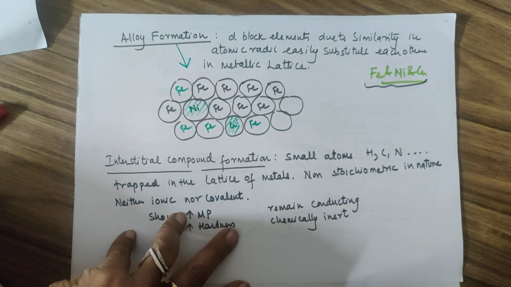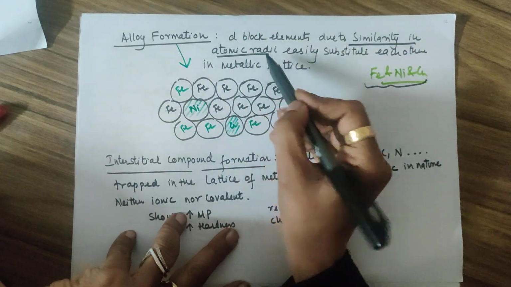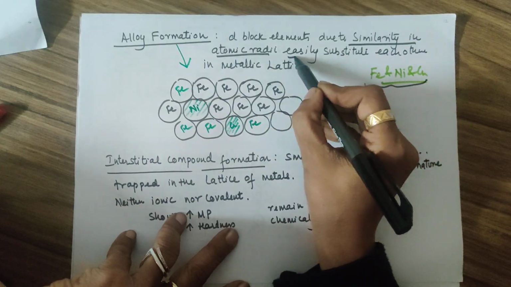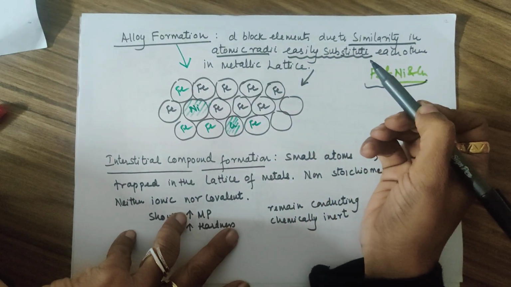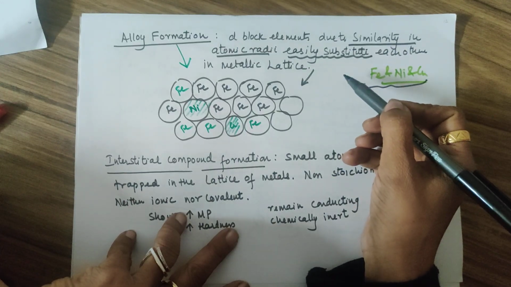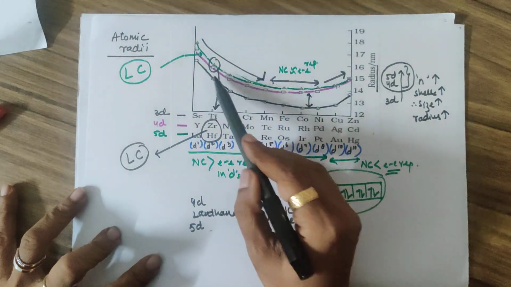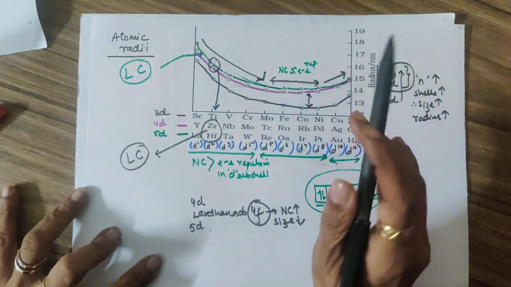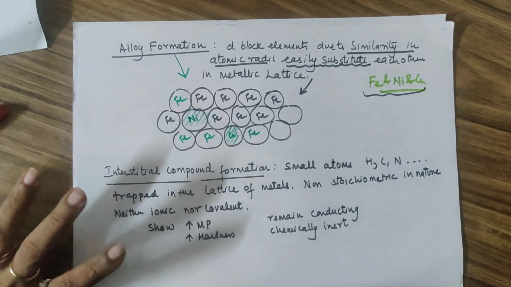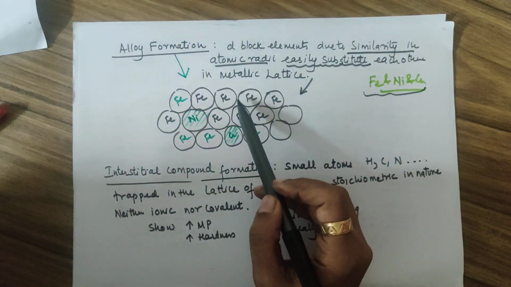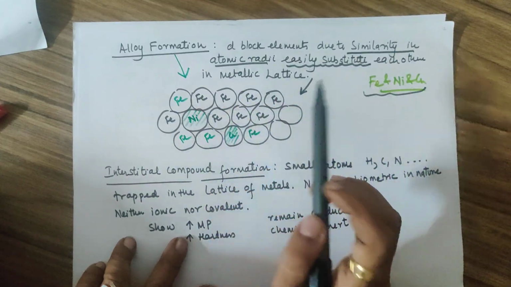Alloys are easily formed because of similarity in the atomic radius of transition metals, and they can easily substitute each other in the metallic lattice. As we already did, the sizes of transition elements are similar. I explained this property a little while back, that their sizes are almost similar, so they can easily replace each other in the metal lattice. So in a homogeneous mixture where you have iron, nickel and chromium, they can easily replace each other in the solid state and lead to the formation of an alloy.